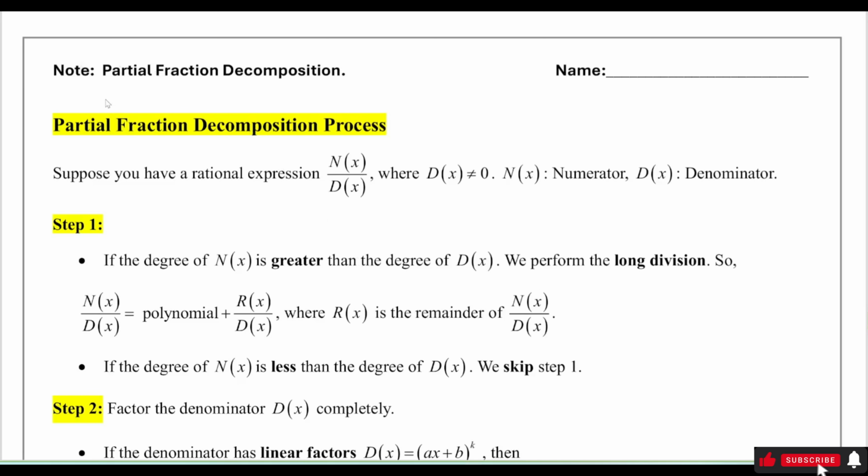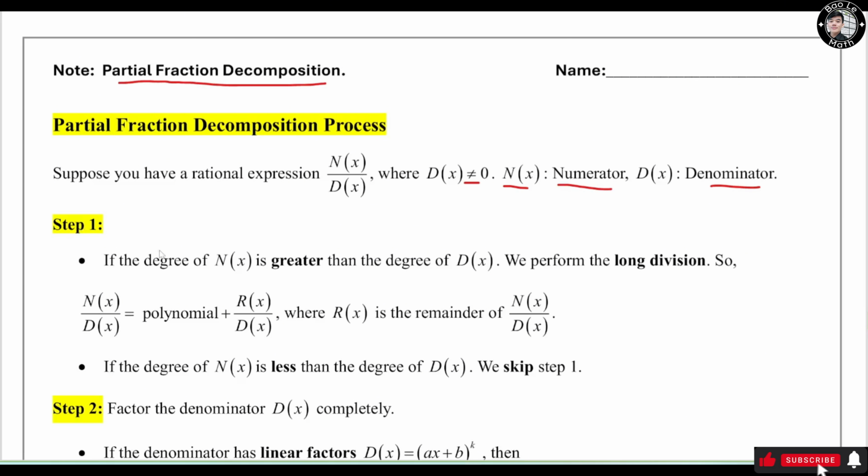In this video, we're going to explore the topic partial fraction decomposition. Suppose you have a rational expression N of s over D of s, where D of s is not equal to 0, and N of s represents the numerator. D of s represents the denominator.